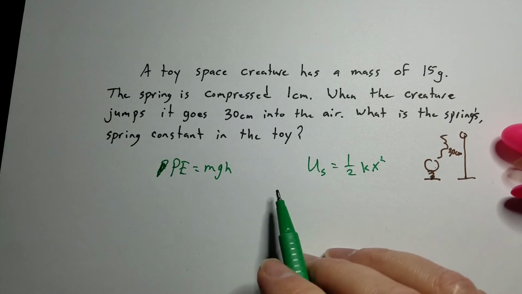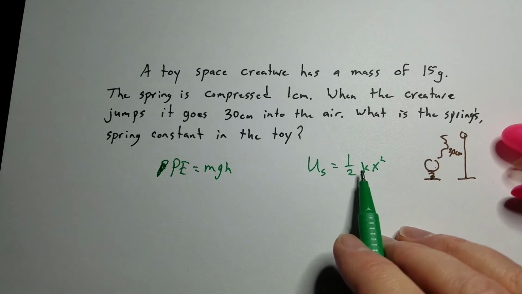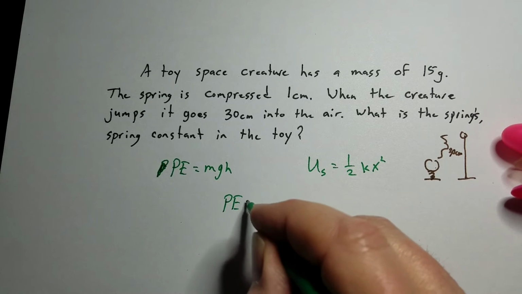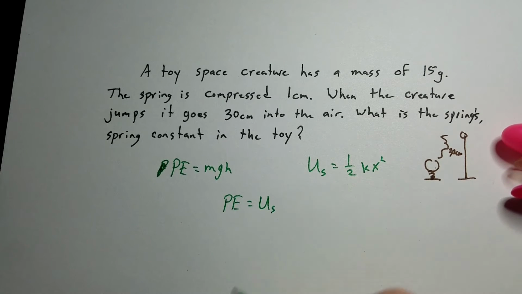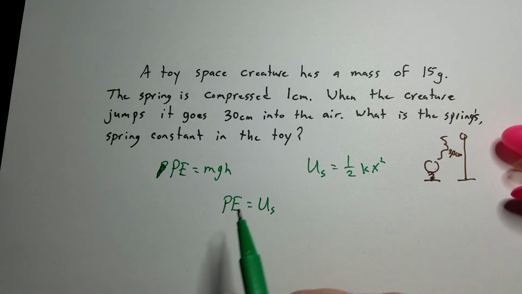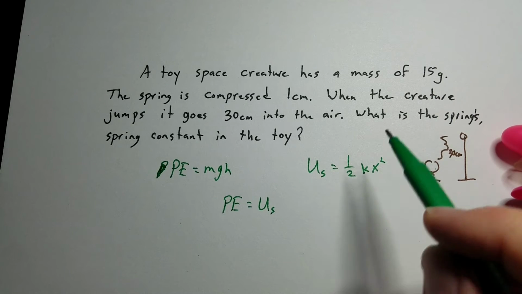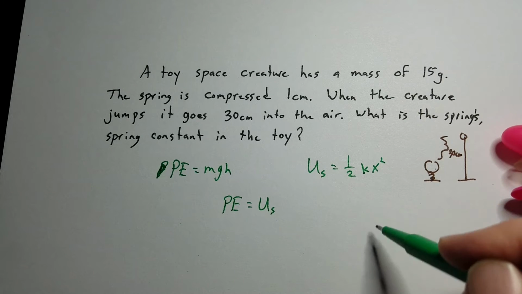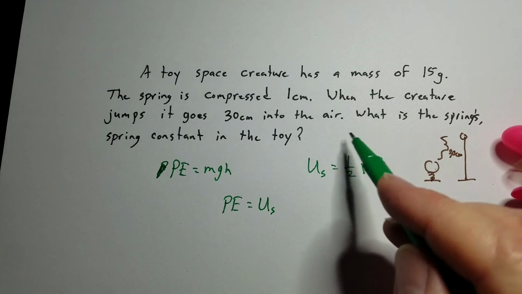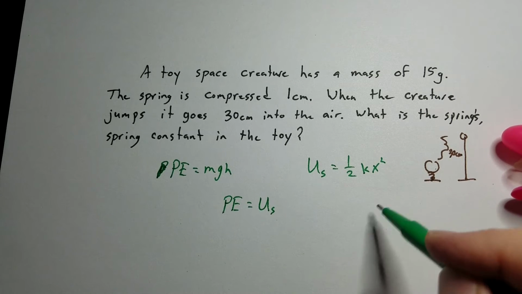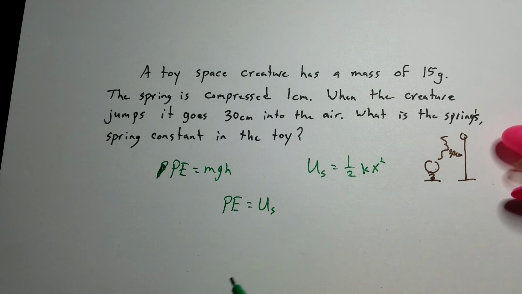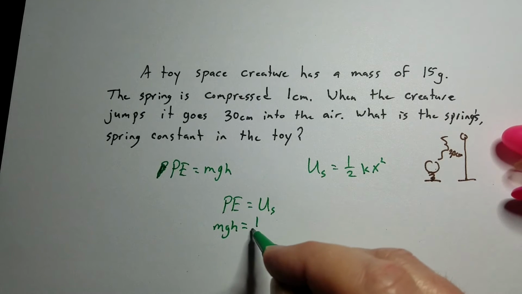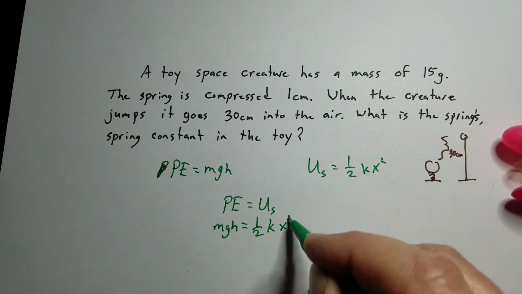We can actually set those equal to each other because the potential energy in the spring became gravitational potential energy. So we can say that potential energy became spring potential energy and vice versa. Same way it works the other way around. If something falls on a spring, that potential energy became kinetic energy, then hit the spring and became potential energy in the spring. So it can go backwards too. So potential energy at the top could equal potential energy stored in the spring. In this case, we've got this scenario. So we've got mass times gravity times height equals 1/2 kx squared.